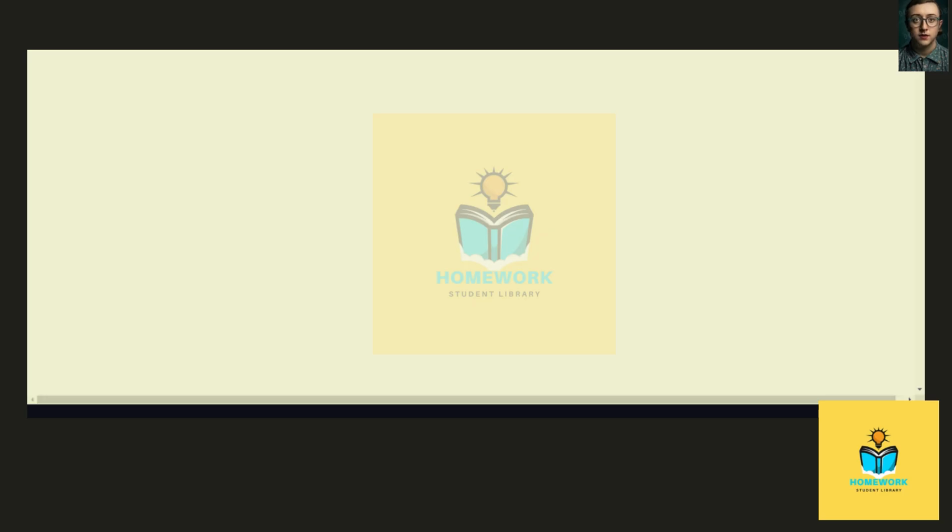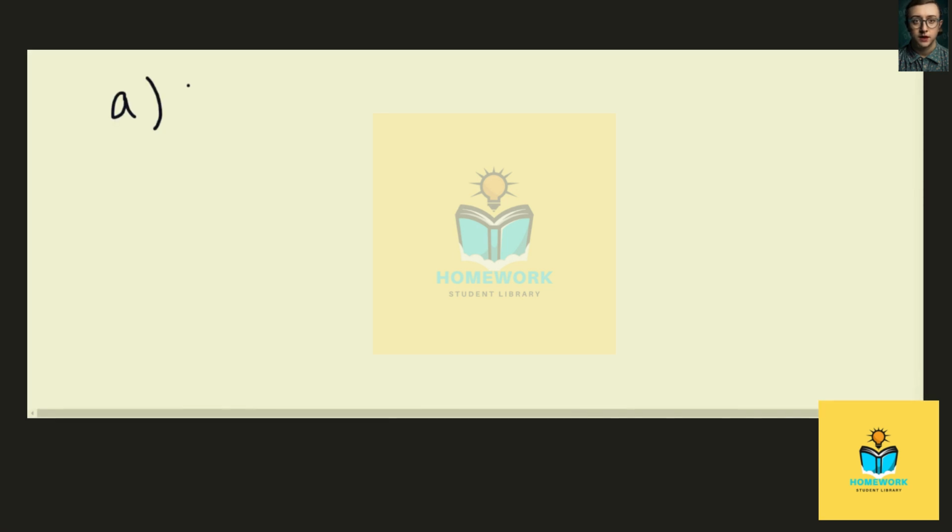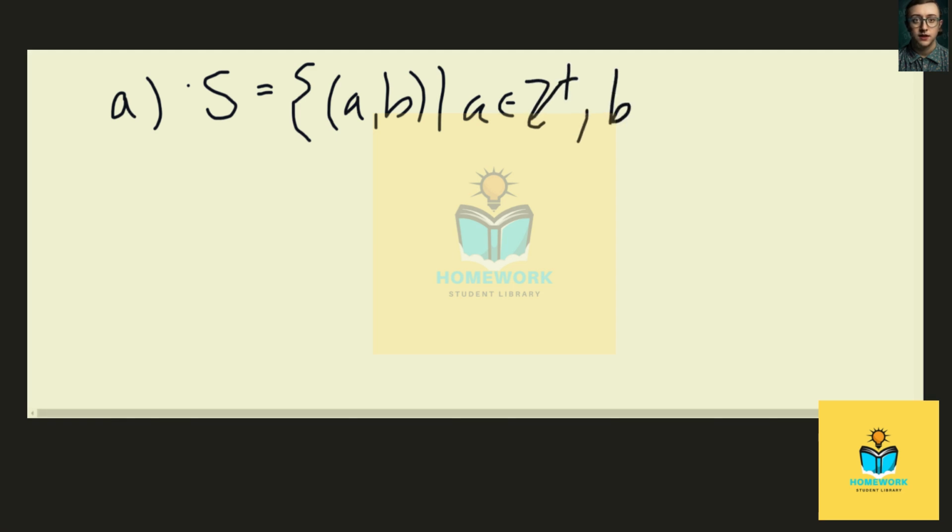We are given sets of ordered pairs of positive integers, and we are asked to give a recursive definition of each of these sets, and then to use structural induction to prove that the recursive definition is correct. So in part A, we're given the set S is the set of all ordered pairs (A, B), such that A and B are positive integers, and we have that A plus B is even.